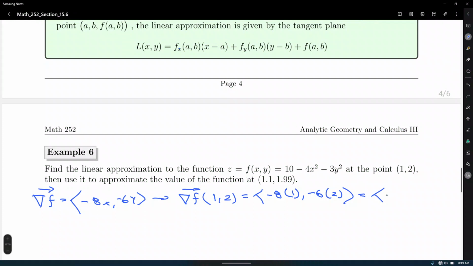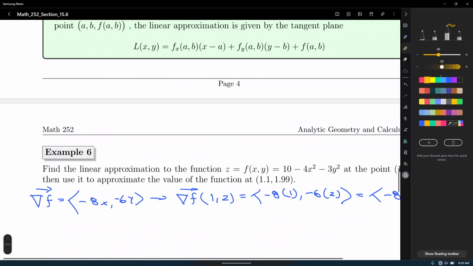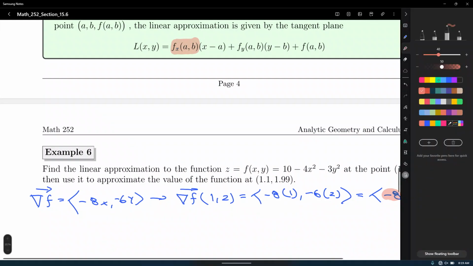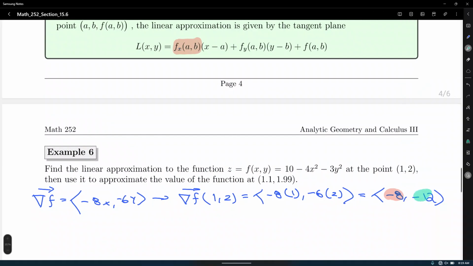That is negative 8, negative 12. Now, what are these numbers? Well, these are the slopes in the x direction and the slopes in the y direction. That is, this negative 8 is the slope, and this negative 12 is the slope right here at the given point. All right? The terms x minus a, y minus b, so the a and b are the 1 and the 2. All right, we're going to get that in a second.